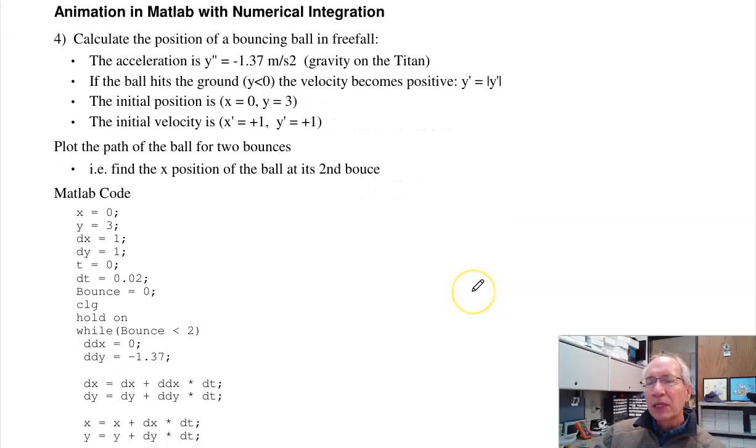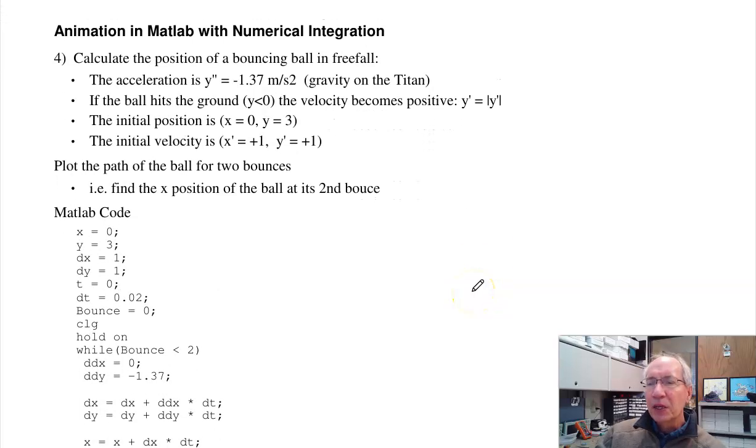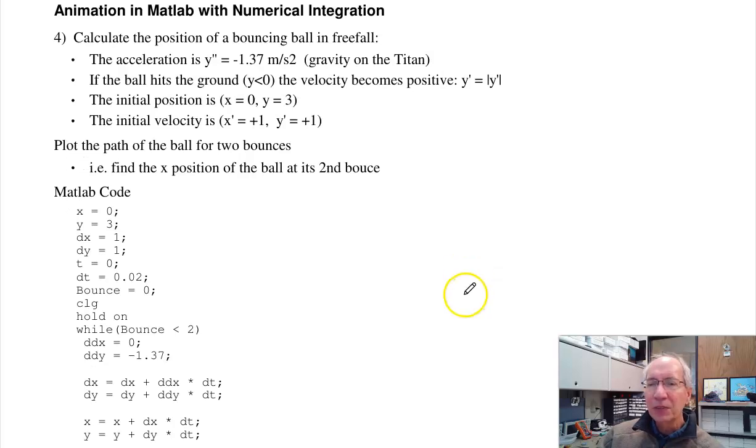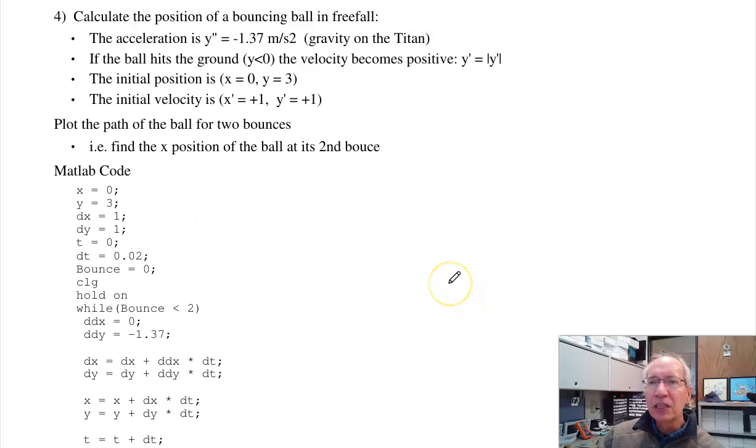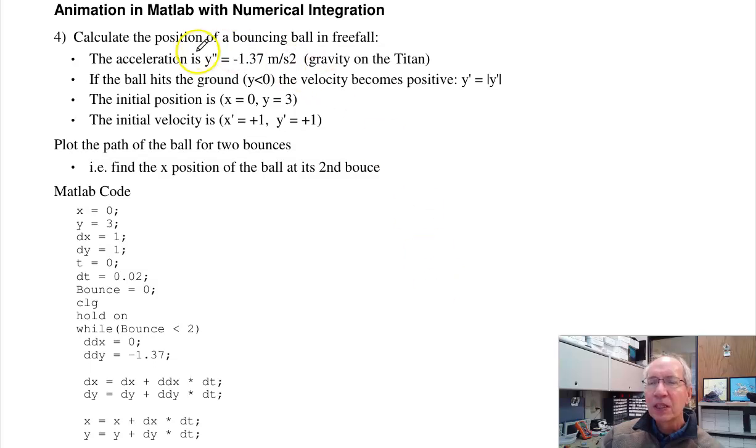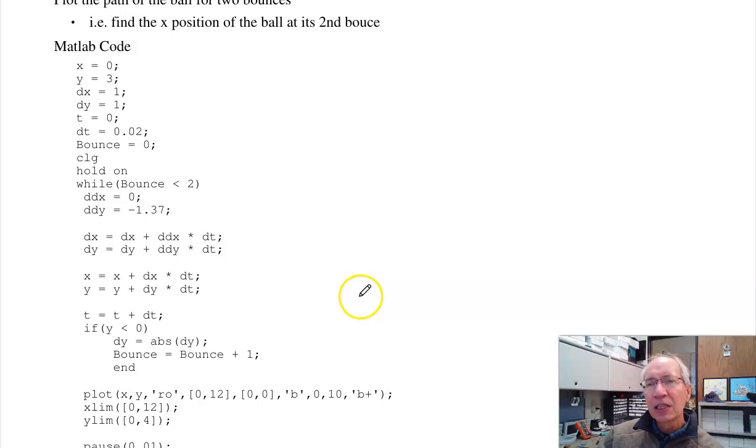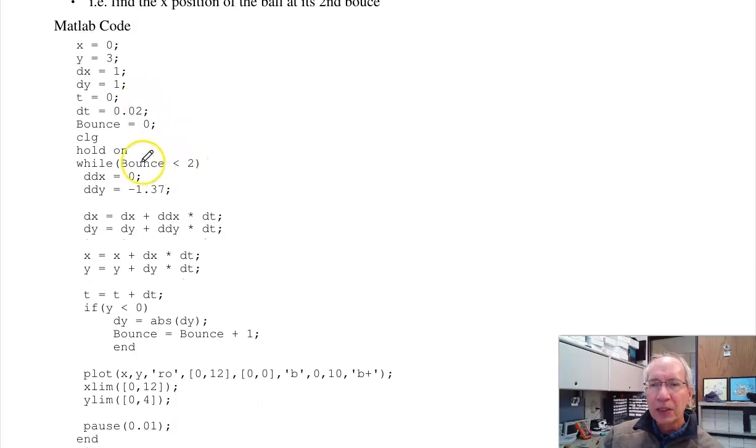Number 4 looks at animation. Now, one nice thing about integration, this is kind of the foundation for animation. If I have a ball bouncing on Titan, the acceleration due to gravity is 1.37 meters per second squared on Titan. Let's see what happens. So here's my initial position, velocity. I'm going to keep going. I know the acceleration. This is gravity pulling me down on Titan.